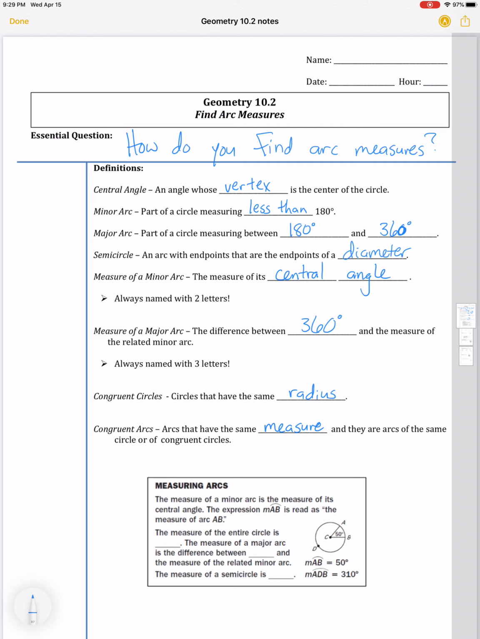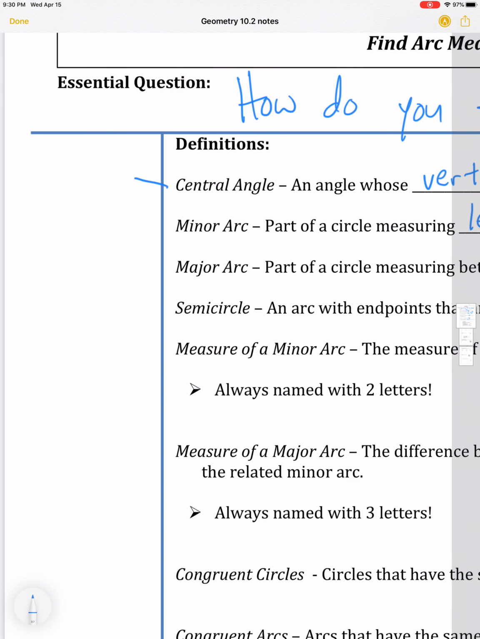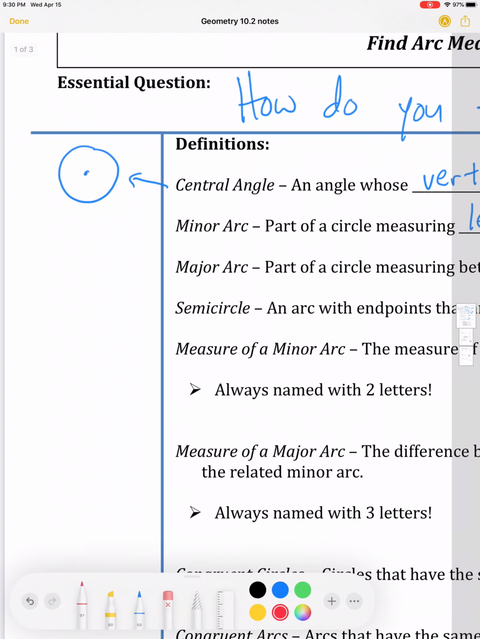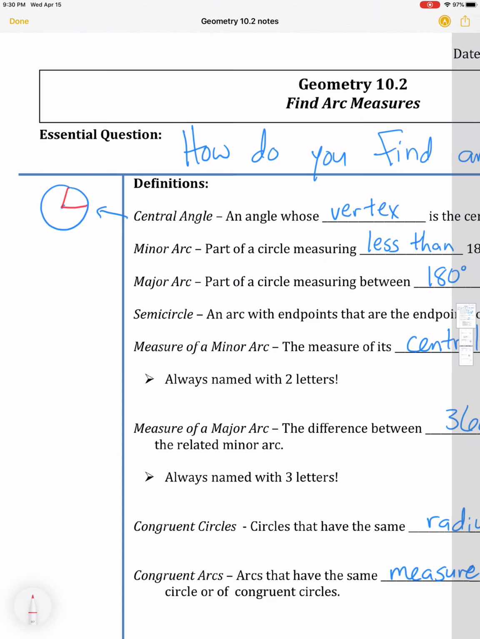This is section 2 in chapter 10 where we're finding arc measures. We're going to talk about how you find arc measures. We're going to begin with a central angle. A central angle is an angle whose vertex is at the center of a circle. So, for example, if we have a circle, a central angle would be like that red angle because the vertex is at the center of the circle.